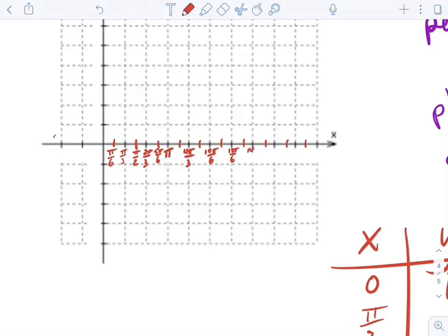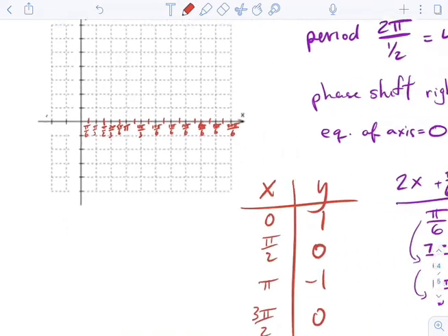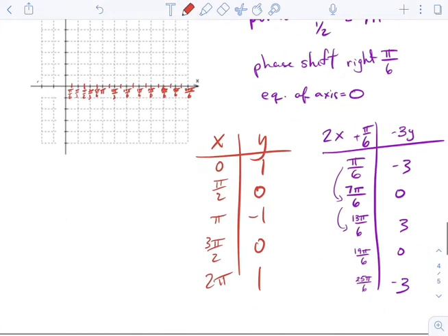13, 14 pi over 6. You can reduce each of these ones. Oh, that should be 16. 18 pi over 6. 20 pi over 6. So we go up to 25. So it's going to be a little bit off the graph there. I should have made a little bit longer graph here. But let's go through these.